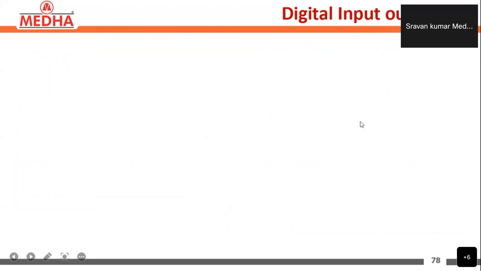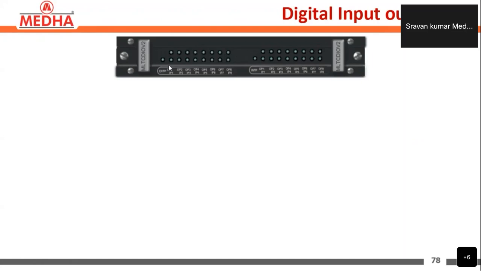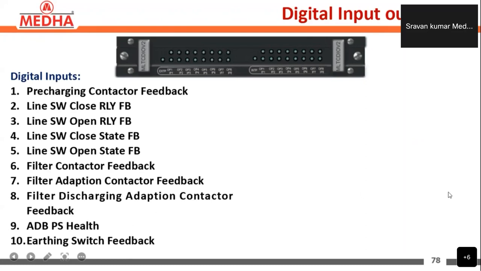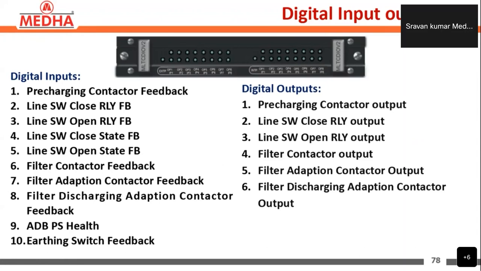So next, digital input output card. Here we can see the digital input output card. These are the digital inputs and these are the digital outputs. In digital inputs, we have the recharging contactor feedback, line switch close relay feedback, line switch open relay feedback, and line switch close state feedback. So these are the contactor feedback.